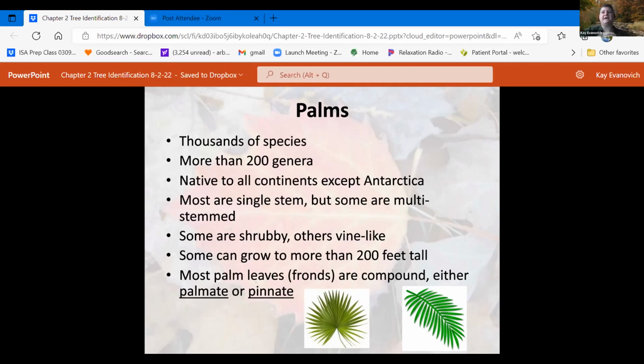Most are single stem, but some are multi-stemmed. It just depends on which palm you're looking at. Some are shrubby and others are kind of vine-like and grow up. Some can grow up to more than 200 feet tall. That is a really tall palm tree.